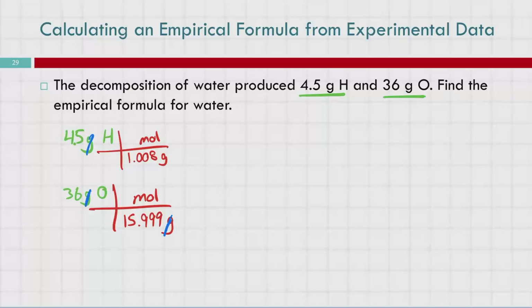Okay, so our grams cancel. We're left with moles. So 4.5 divided by 1.008, 4.464, and more numbers. And instead of writing more numbers, what I'm going to do is write dot, dot, dot.